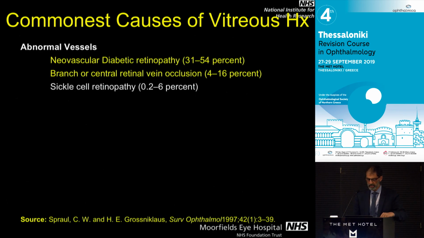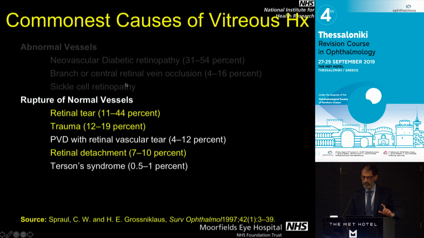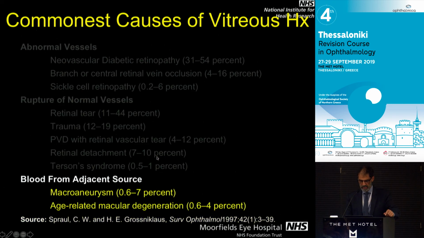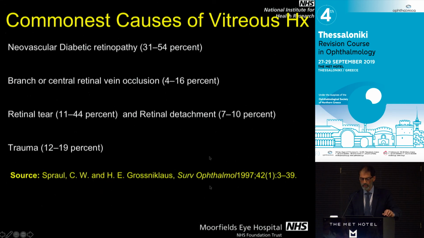Which ones do you expect to see? In terms of abnormal vessels, the commonest by far is diabetes, followed by branch vein occlusions, and rarely sickle. In terms of ruptured normal vessels, retinal tears dominate, as does trauma, and retinal detachment, which is a subset of retinal tears. And in terms of blood from adjacent source, it's usually macroaneurysms and AMD or IPCV. And all of these things you're familiar with. If we group them all, the commonest cause of vitreous hemorrhage is diabetes, followed by vein occlusion, retinal tears, trauma, and this has been published.